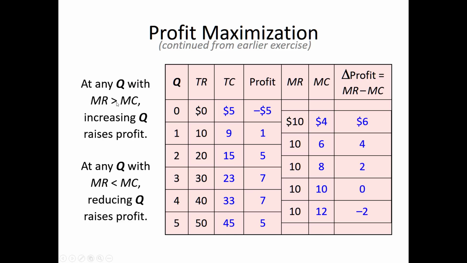At any Q with marginal revenue larger than marginal cost, increasing Q raises profit. 10, 4, if I increase Q, profits increase from minus 5 to 1. At any Q with marginal revenue smaller than marginal cost, reducing Q raises profit. So instead of 5, when my profit is 5, if I produce 4, my profit will be 7. Again, how do firms maximize profits? They pick quantity. So here are many options of quantity. They pick which quantity to produce. The quantity that marginal revenue equals marginal cost.